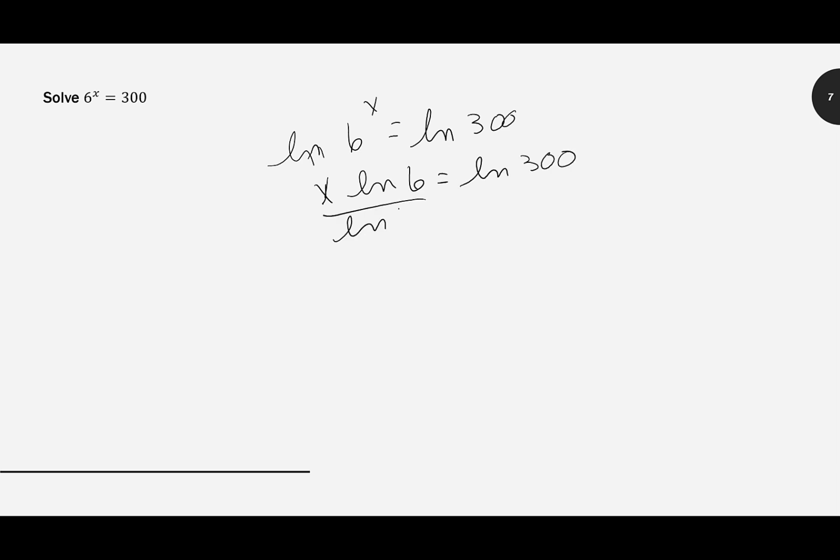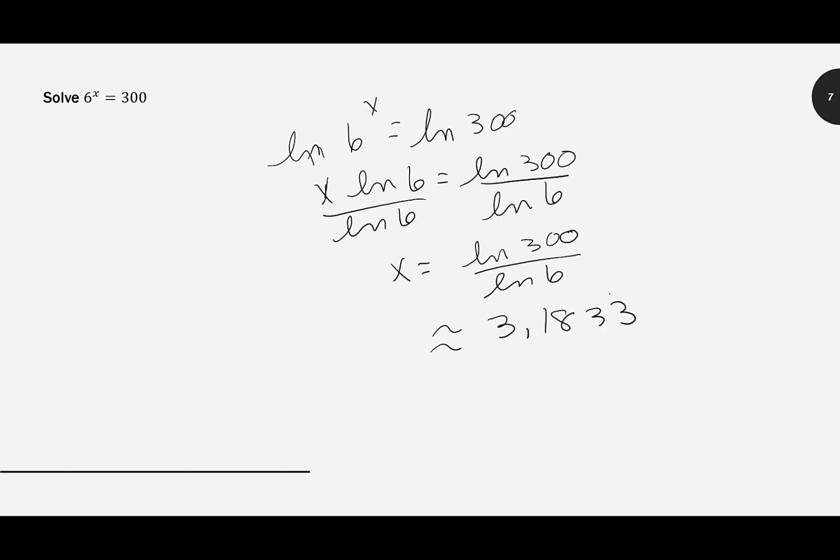And so here's another one, 6 to the x is 300. We're going to use the same strategy, even though the base is 6. I'm going to use the natural log of 6 to the x is equal to the natural log of 300. What happens is the x still comes down. That's from the power rule. I have the natural log of 300, and then I divide by the natural log of 6 over the natural log of 6. So exactly, our answer is the natural log of 300 over the natural log of 6. And then approximately, this is 3.1833.